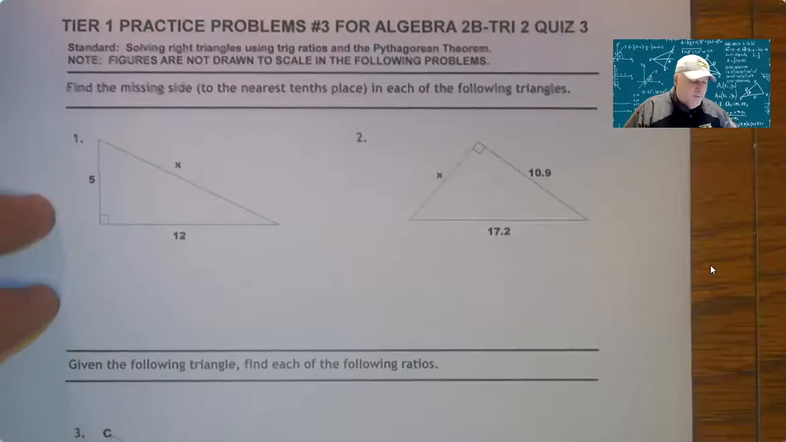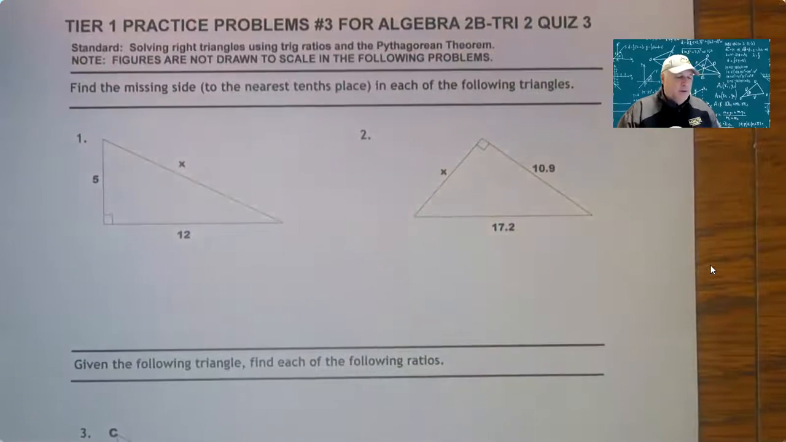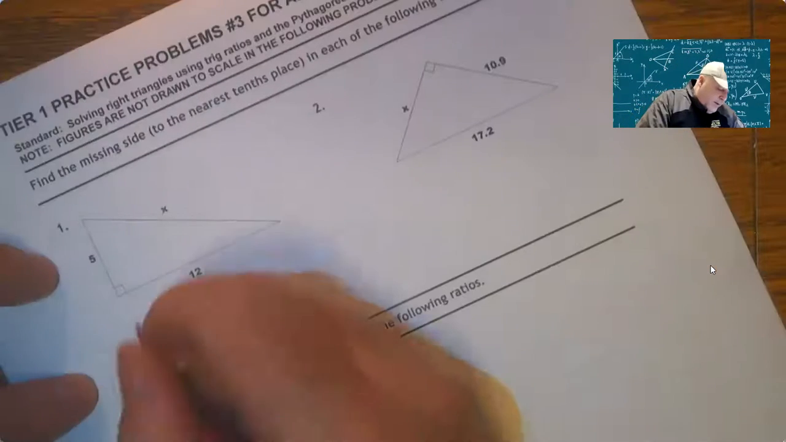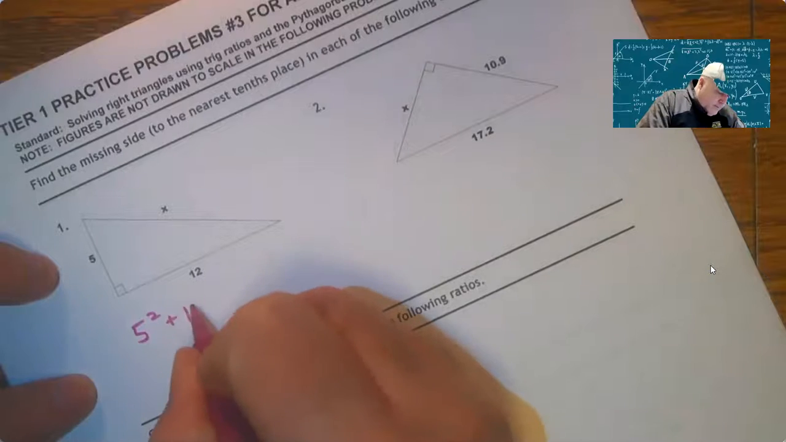These are the solutions for the third practice quiz for quiz 3 in Algebra 2 in the second try. As in the first practice quiz, the first two problems are the Pythagorean theorem.